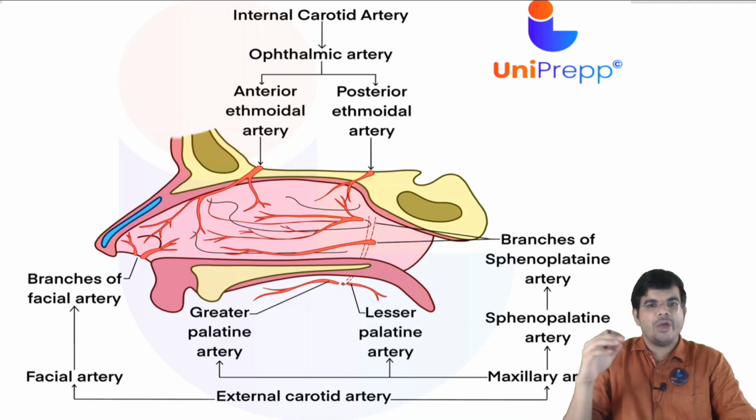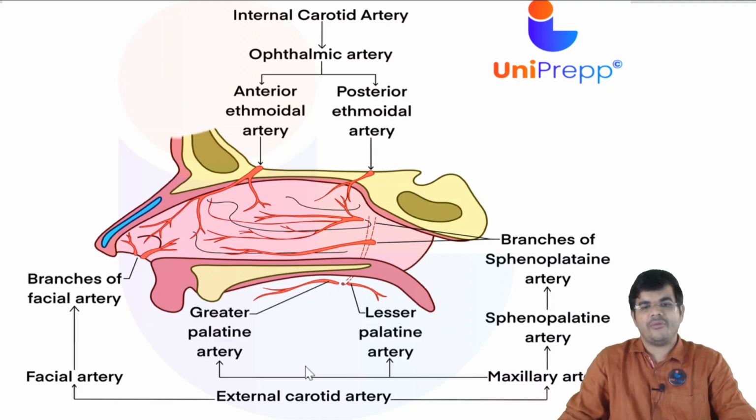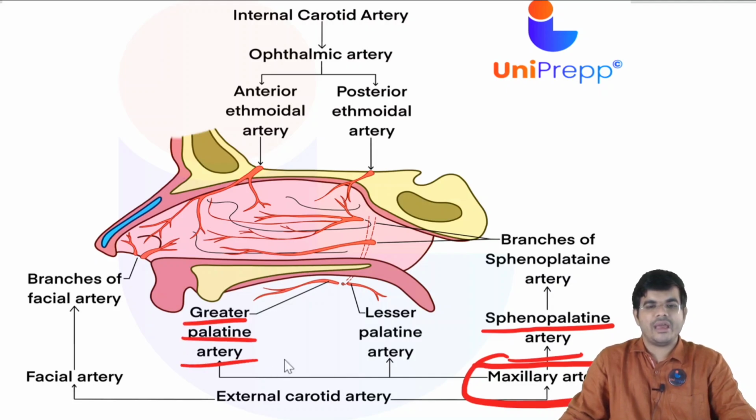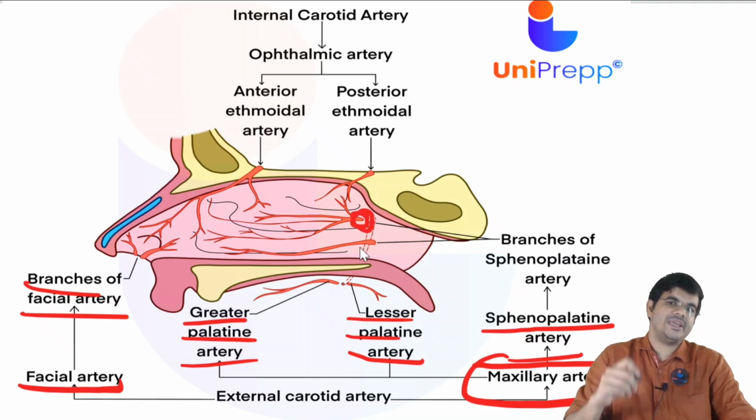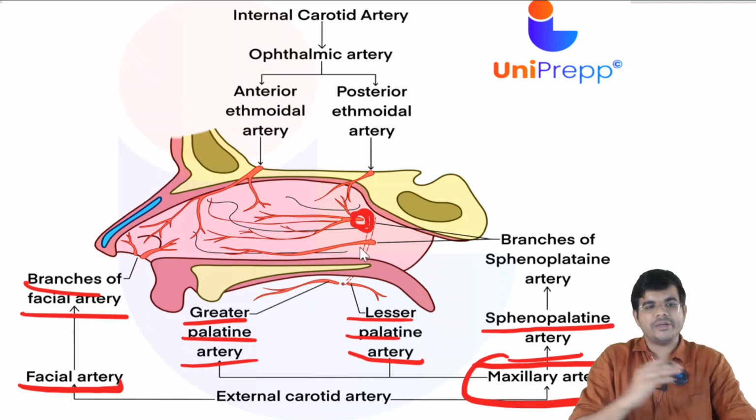What branches? You have the maxillary artery's branches. What are the branches of the maxillary artery? You have the sphenopalatine artery as well as the greater palatine artery and lesser palatine artery. And then from the facial artery, a few branches. All these are supplying the lateral wall of nose. The lateral wall of nose is supplied by the branches from the facial artery, branches from the maxillary artery in the form of greater palatine and lesser palatine artery, and sphenopalatine artery. The sphenopalatine artery reaches through the sphenopalatine foramen, which is seen 1 centimeter behind the middle turbinate.